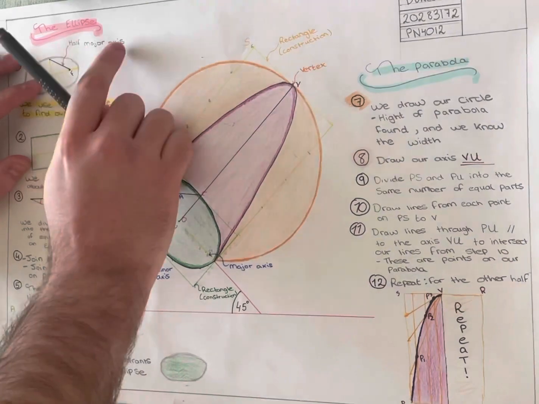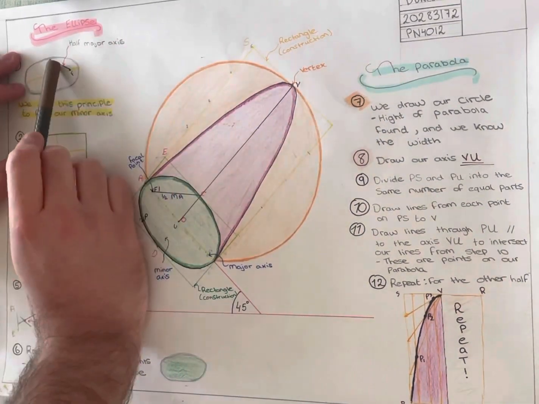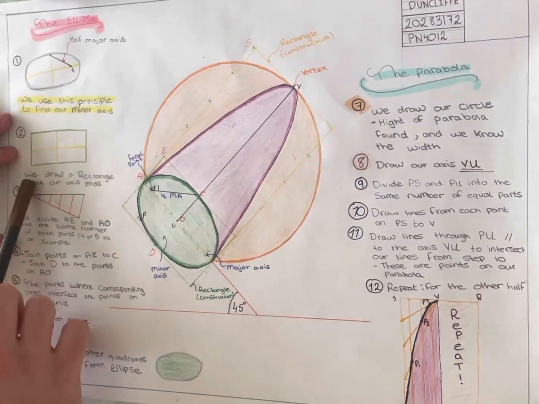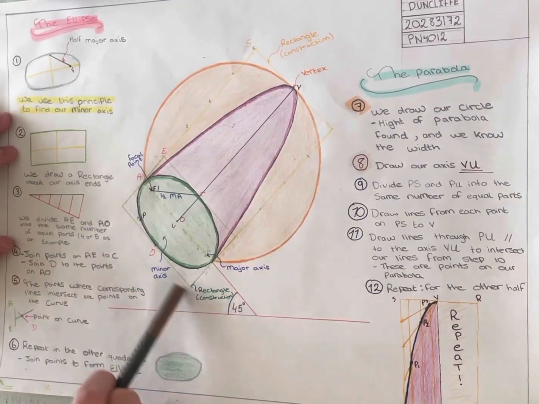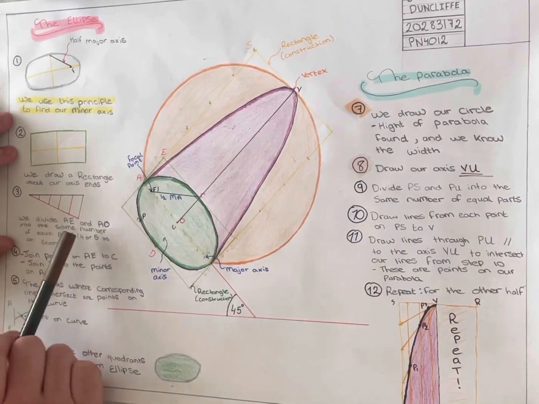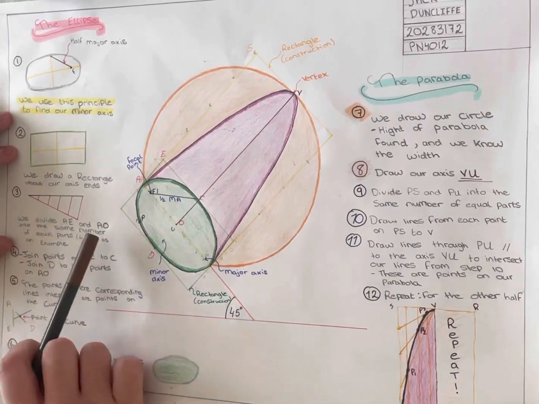We know that half the major axis swung from a focal point gives us our minor axis, so we can use this principle to find our minor axis. We can then draw a rectangle around our axis ends as shown. We can use this construction to divide AE and AO into the same number of equal parts. We say 4 or 5 as an example.